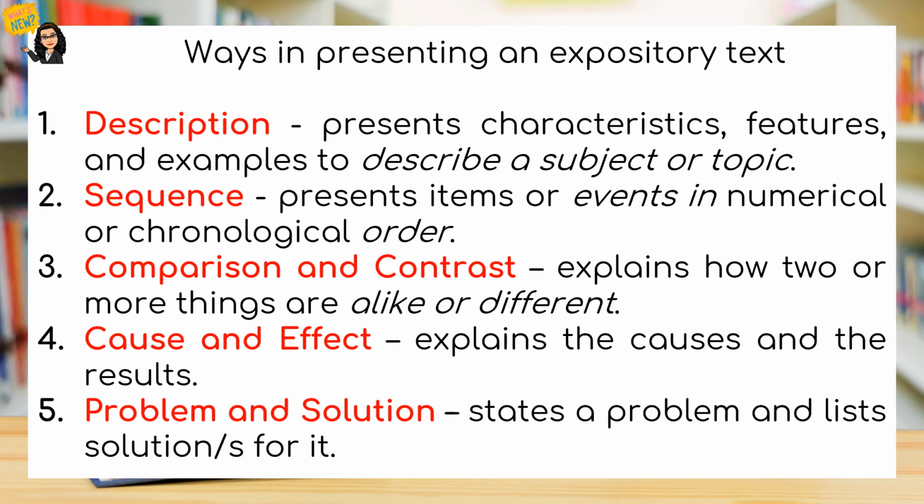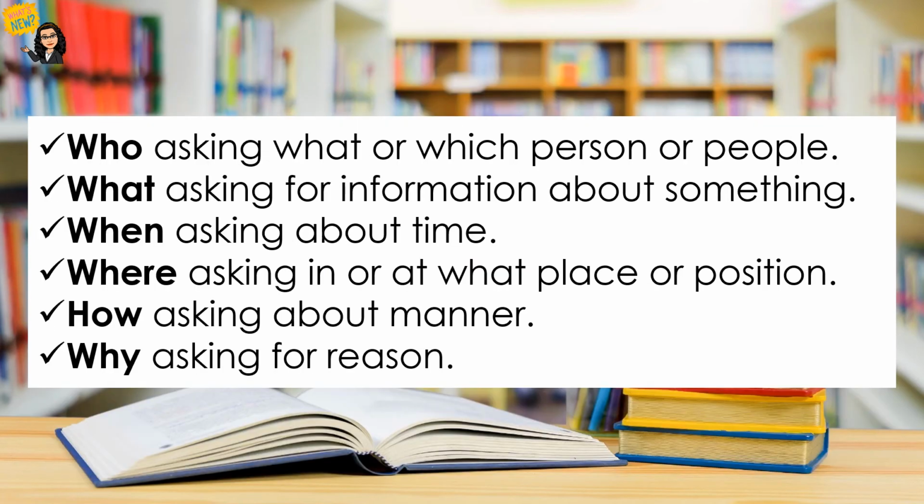Description presents characteristics, features, and examples to describe a subject or topic. Sequence presents items or events in numerical or chronological order. Comparison and contrast explains how two or more things are alike or different. Cause and effect explains the causes and the results, while problem and solution states a problem and lists solutions for it. By answering the 5 W and H questions, you can get important information in the text.